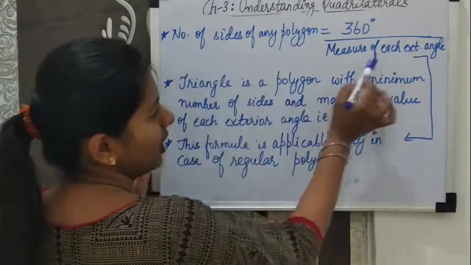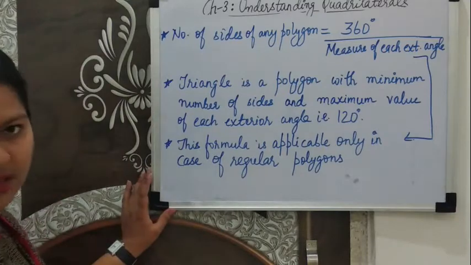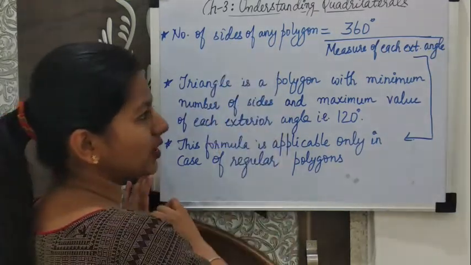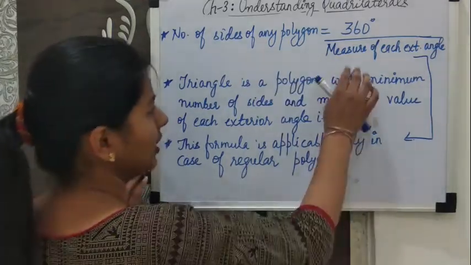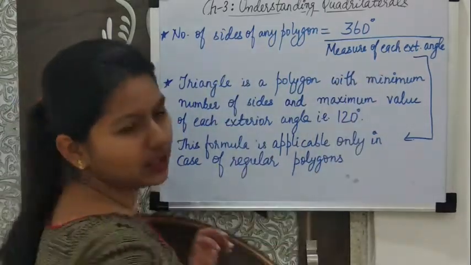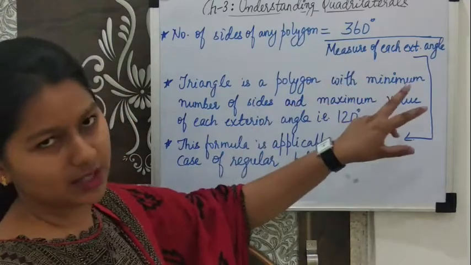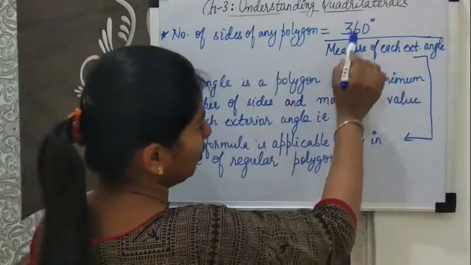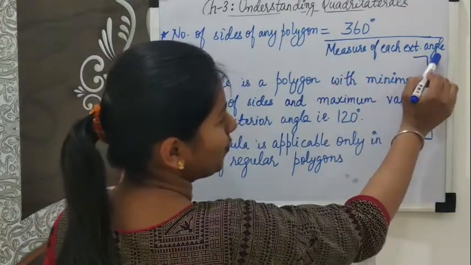Like if the measure of each exterior angle is given, then we can find the number of sides of any polygon. Or if the number of sides of a polygon is given, then we can find the measure of each exterior angle. Then this will come on the left side and this will go in the denominator. Fine. So this formula can be used vice versa also. So number of sides of any polygon is equal to 360 degree upon measure of each exterior angle.